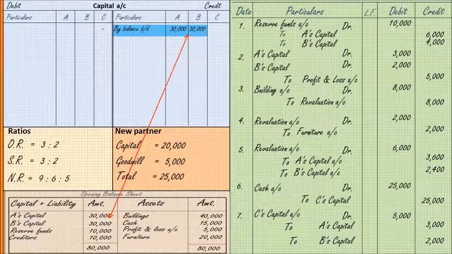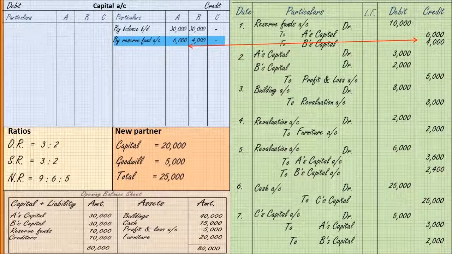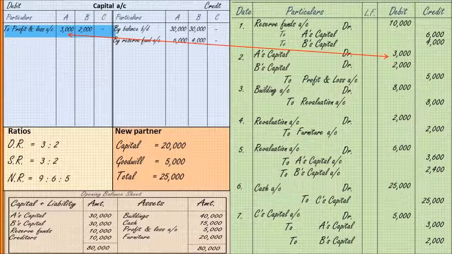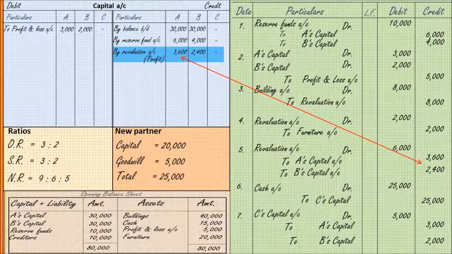And first of all, we distributed accumulated profit, if you look at the journal entry. So by reserve fund 6,000 and 4,000. Then accumulated loss on the debit side, to profit and loss account, 3,000 and 2,000. Then by revaluation account profit, and in the inner column you should write down profit. That will be 3,600 and 2,400, because this profit was only for A and B.